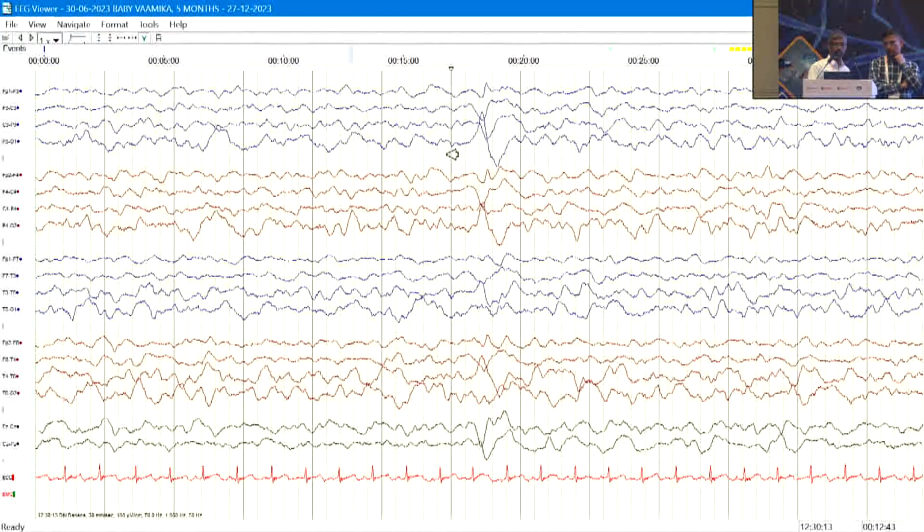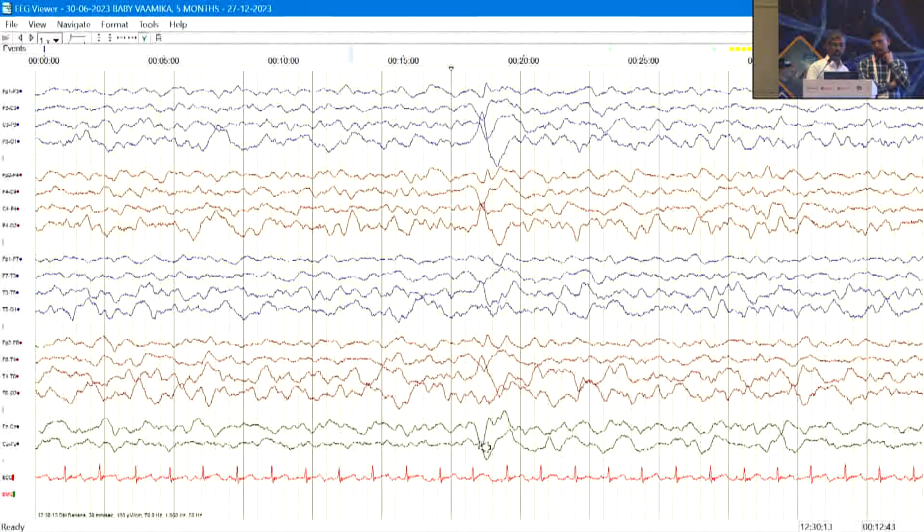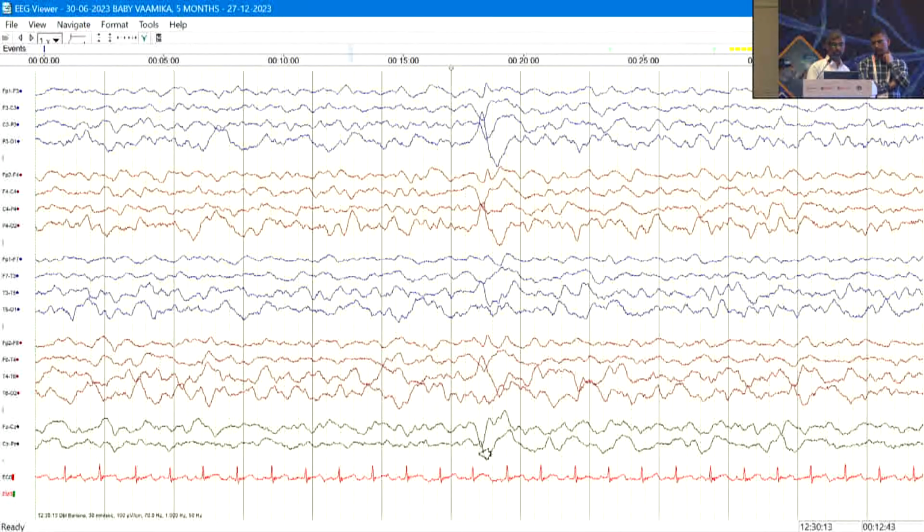Yeah, this is a very good example for K complex. You have a biphasic waveform, widespread, almost generalized with phase reversal in CZ, C3 and C4. Okay, so this is the earliest K complex that you can come across.